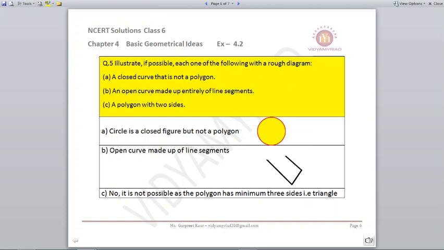Third, a polygon with two sides. No, it is not possible because a polygon is a closed figure. And how will I close the figure with line segments? A minimum of 3 sides are required to close it. If I use 2 sides, it will remain open and it will be in the form of an angle. So that will not be treated as a polygon. It is not possible. The bare minimum sides required are 3.